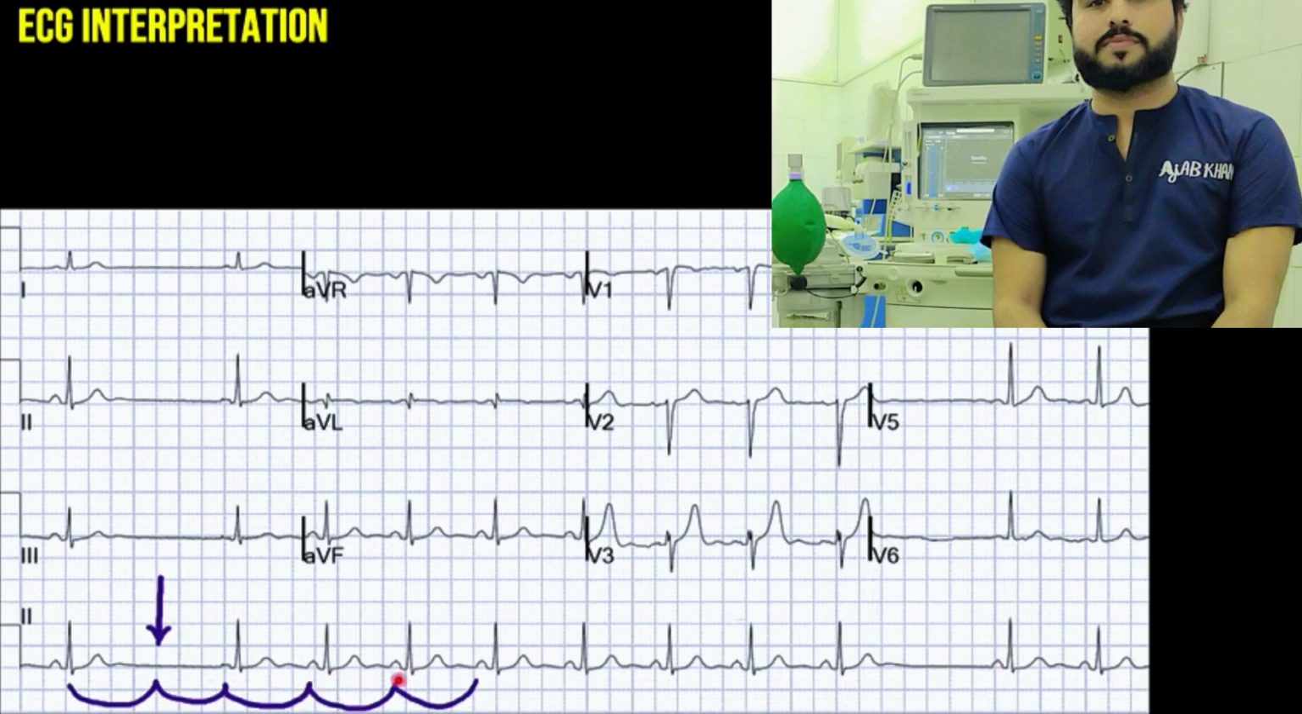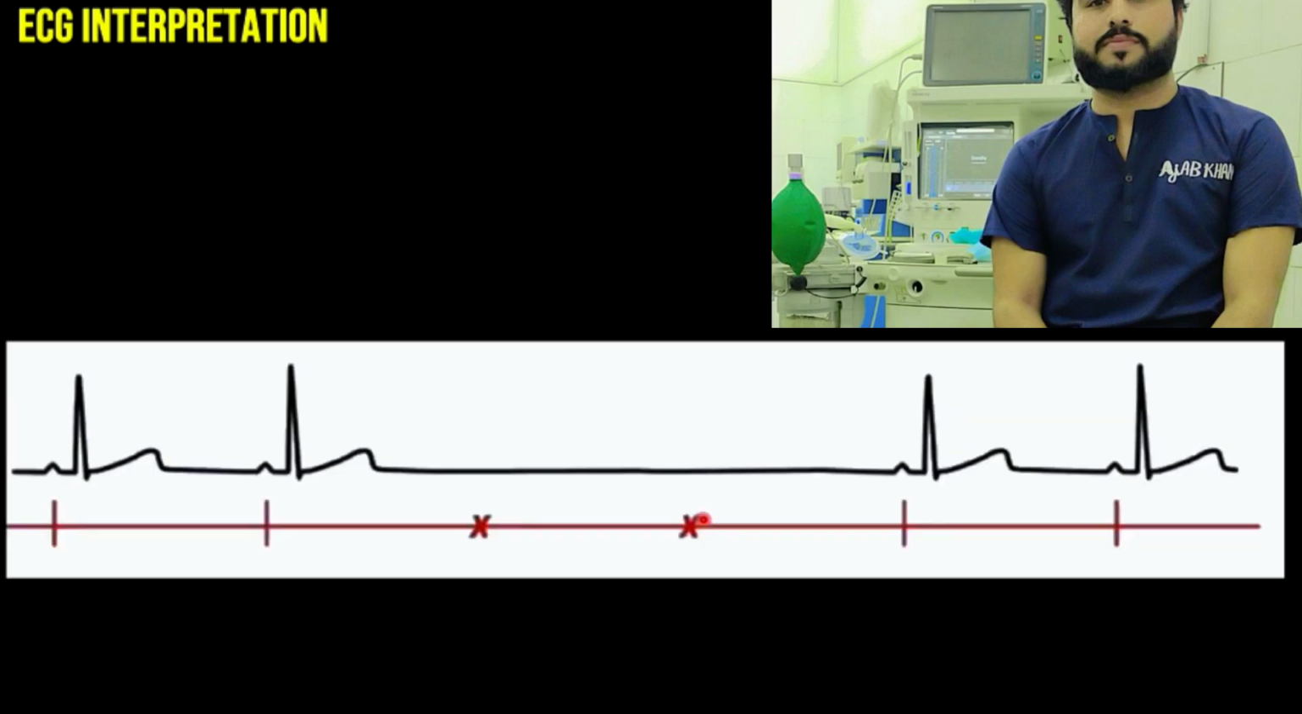Now if you calculate the P to P interval, the P to P interval is normal. Just one beat has been missed, but the P to P interval is normal. That is called a sinoatrial block, where the P to P interval is marching out normally.